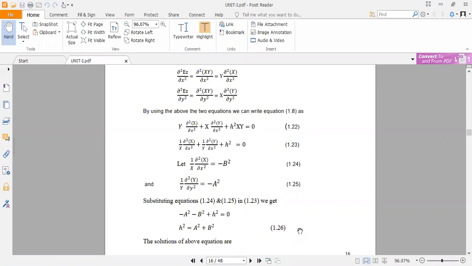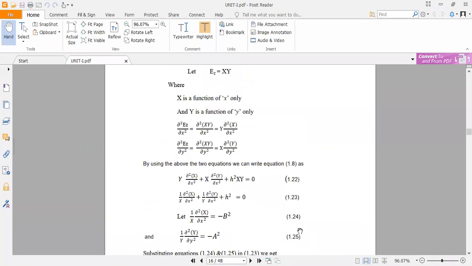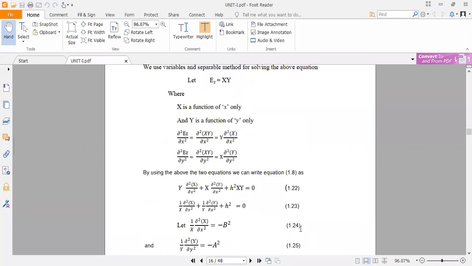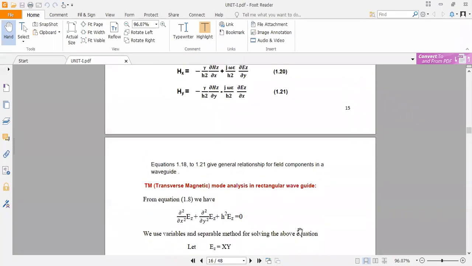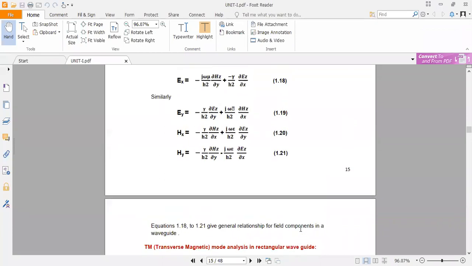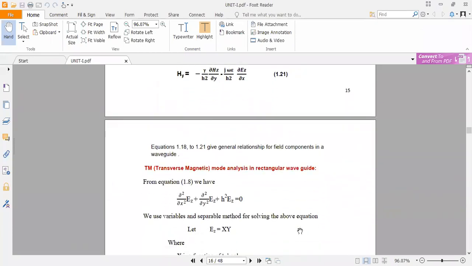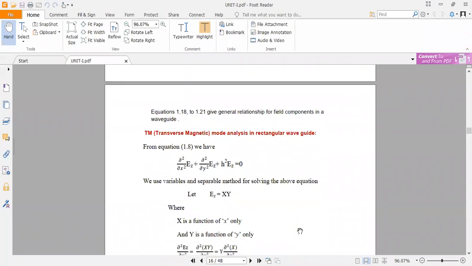Tomorrow we'll apply some boundary conditions. We'll try to find out the solution for this expression. Okay, is it clear up to this? So today what we have done is we have derived the field components of a rectangular waveguide: what is Ex, what is Ey, what is Hx, what is Hy. Then using the variable separable method, we are doing the analysis of the rectangular waveguide in TM mode. Okay, so this is what we discussed.